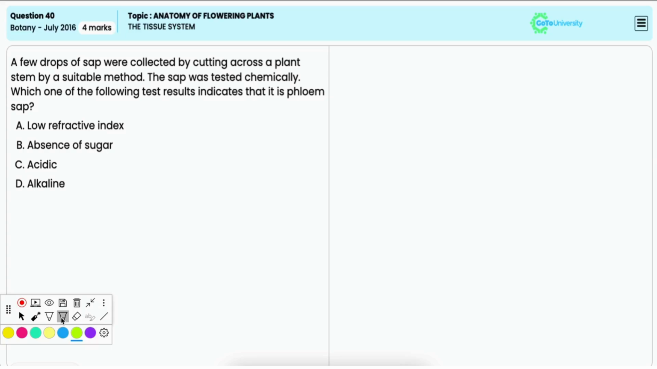In this question, it is given that a few drops of sap were collected by cutting across a plant stem by a suitable method. And then the sap was chemically tested. So you have to identify which of the following test results indicate that it is a phloem sap.